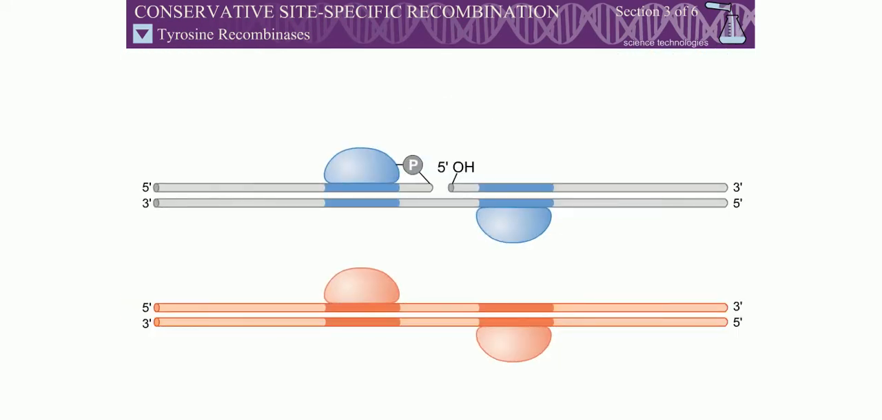Also, in contrast to the serine recombinases, the tyrosine recombinases cleave and rejoin 2 DNA strands first, generating a Holliday junction. The other 2 tyrosine recombinases then cleave and rejoin the other 2 DNA strands, resolving the Holliday junction.